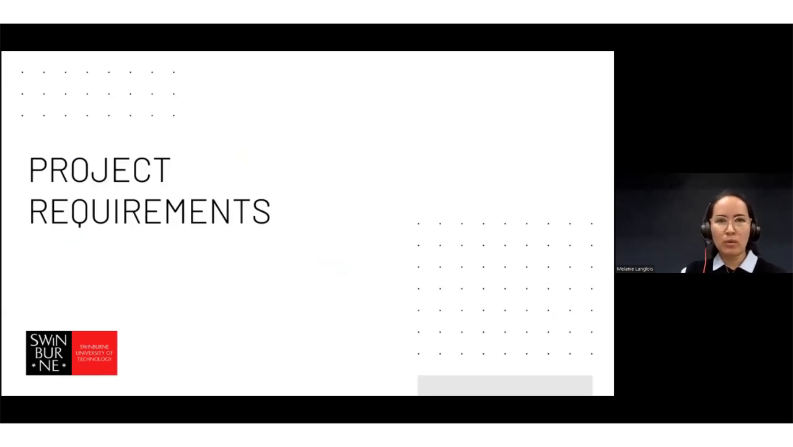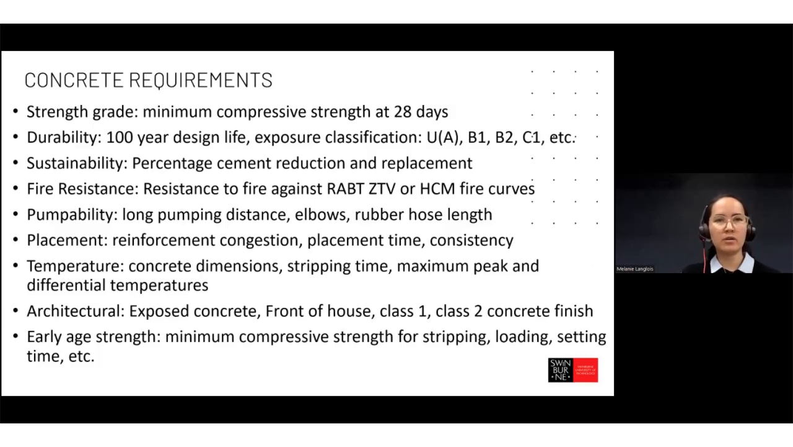So I'm going to start with project requirements. On a project, you will have different requirements. It comes from the strength grade, with a minimum compressive strength at 28 days. Then you also have to achieve a certain design life. For example, on a major infrastructure project, it's most of the time 100 to 150 year design life with different exposure classifications, internal, external. So you need to develop all this durability modeling. Then you also have a sustainability requirement: a certain percentage of cement reduction and replacement by supplementary cementitious material to achieve a certain sustainability rating.